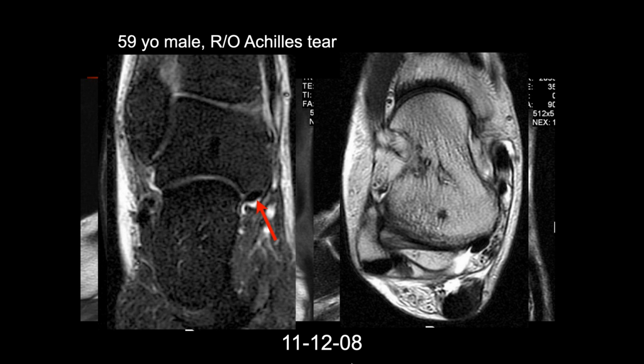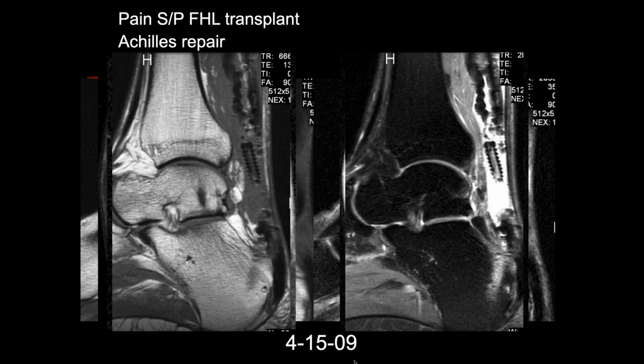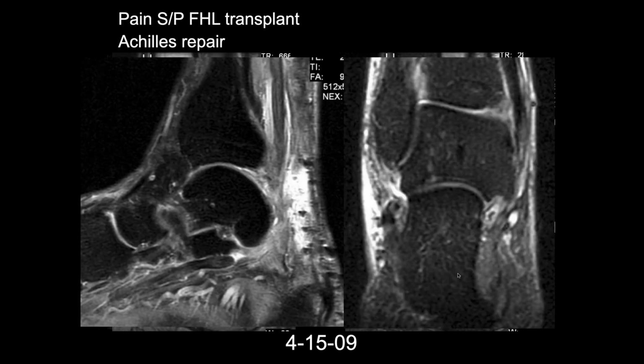So that's on 11-12-08. This is after surgery 4/15/09. Okay, well, there's a suture anchor that's just kind of sitting there in the Kager's fat pad. So I assume that was initially in that defect we can see in the calcaneus. They sutured something down, and now that's popped out. On the coronal plane, I don't see any meaningful repair. The flexor hallucis longus transfer, they took that, correct? You can see it's torn.